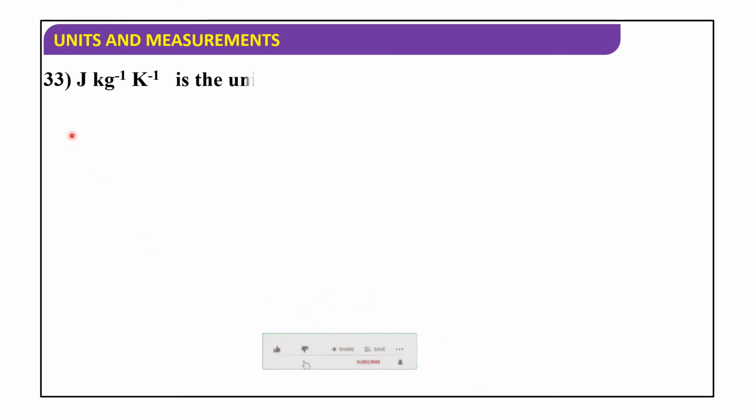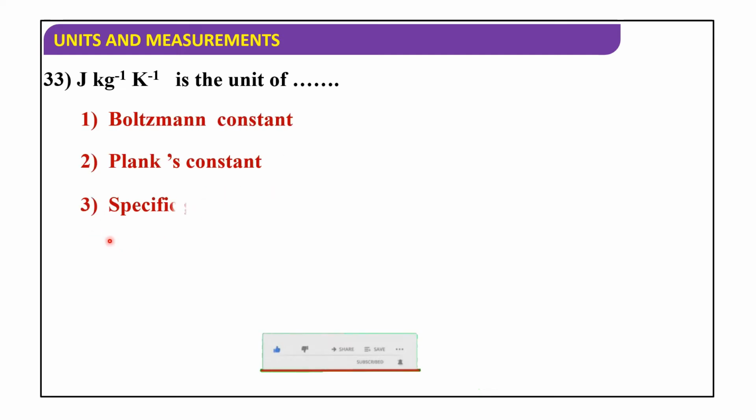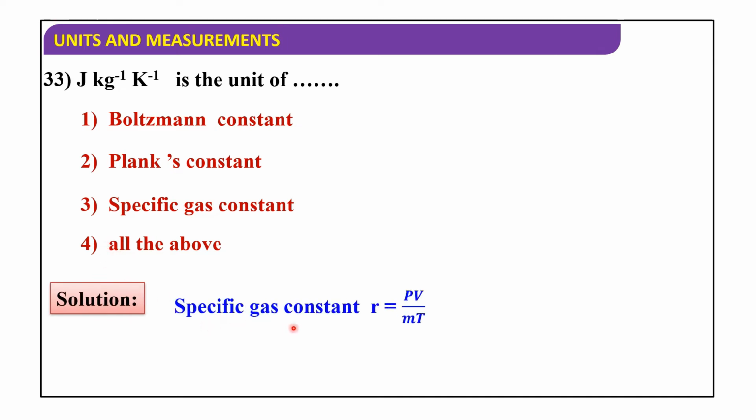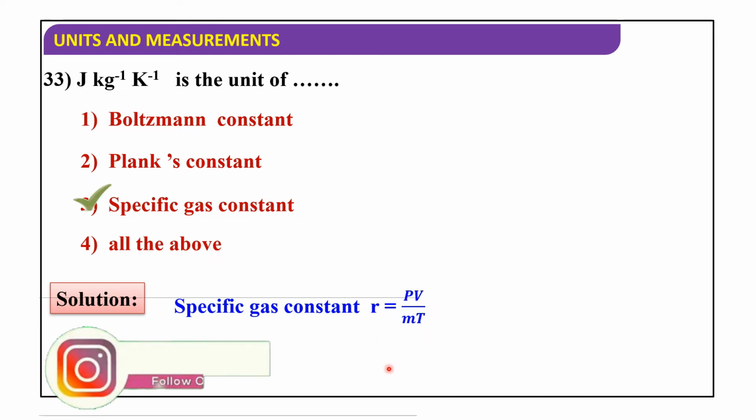Next, joule per kilogram per Kelvin, that is joule, kilogram inverse, Kelvin inverse, is the unit of Boltzmann constant, Planck's constant, specific gas constant, all the above. Here joule kilogram inverse Kelvin inverse is the unit of specific gas constant, that is R is equal to PV by MT. So specific gas constant.